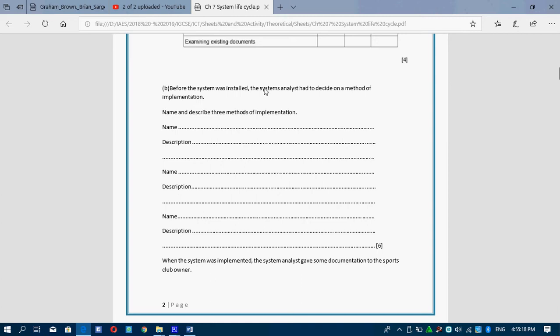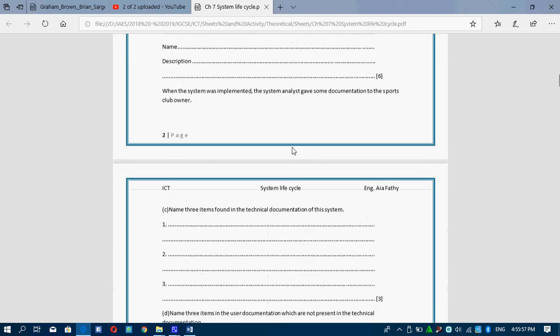Before the system was installed, the system analyst had to decide the method of implementation. Name and describe 3 methods of implementation. We talk about the ways of implementation. We said that we have parallel, pilot, direct, and phased. Parallel: the new system and the old system, both of them are running. Direct: only the new system is running. Pilot: you will run the new system in one branch. Phased: you will use only part of the new system. Okay?